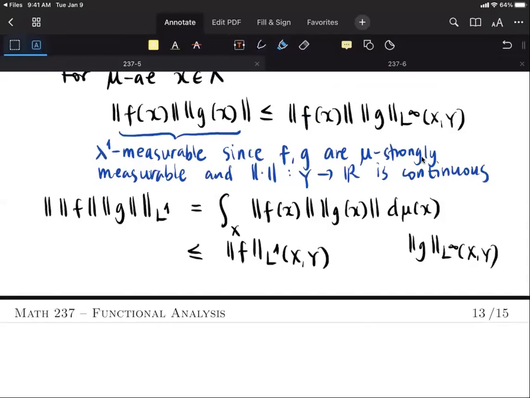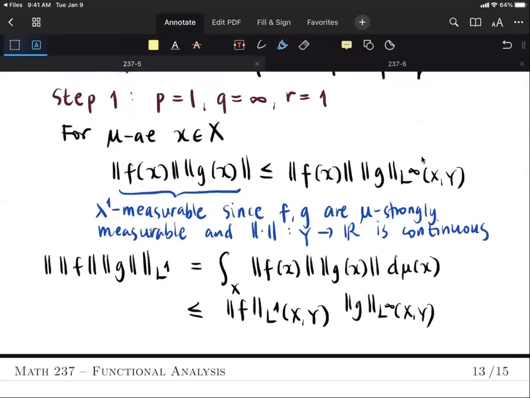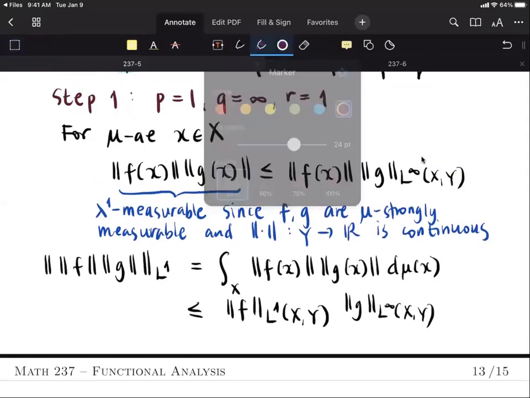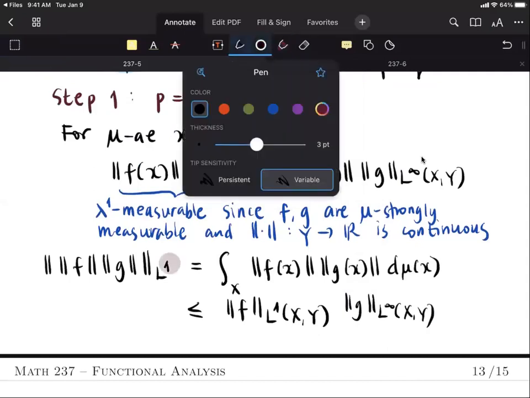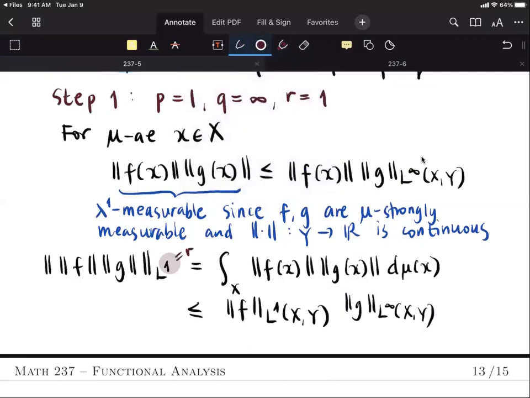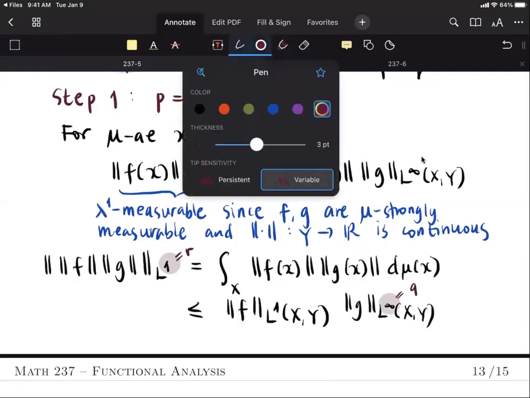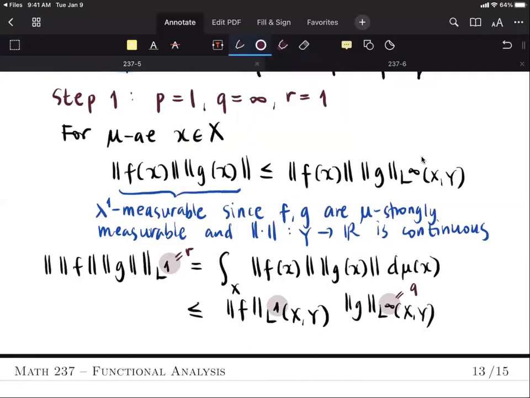And disprove the case. Take note that, okay, this is R. And Q is equal to infinity. And P is equal to 1. This is the statement on the Holder's inequality with these specific values of P, Q, and R.